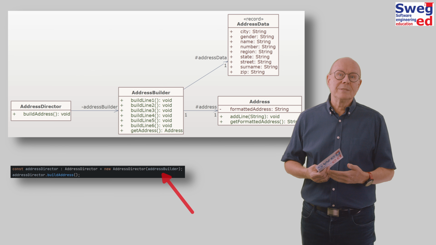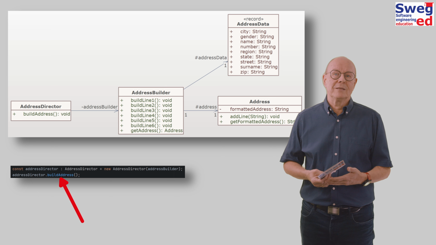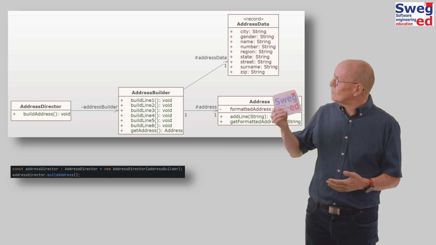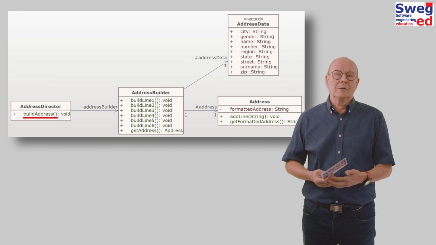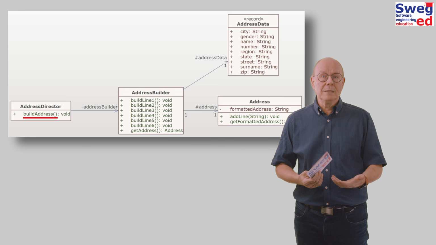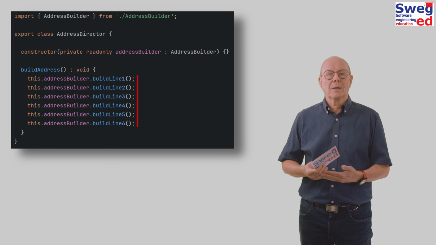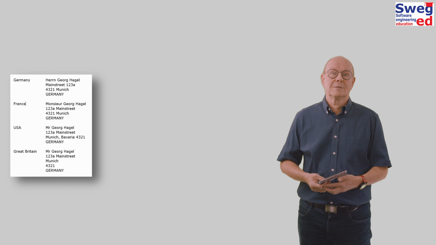The addressDirector receives a specific address builder and uses it to build the address. Here's how addressDirector fits into the class diagram. The addressDirector only needs one method, buildAddress. The code is simple. With this setup, we can now create country-specific addresses.